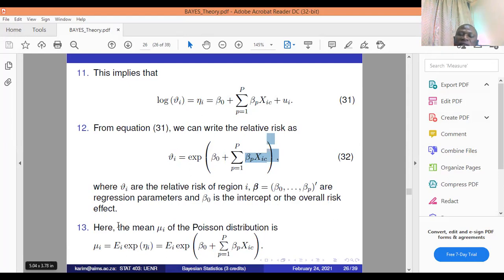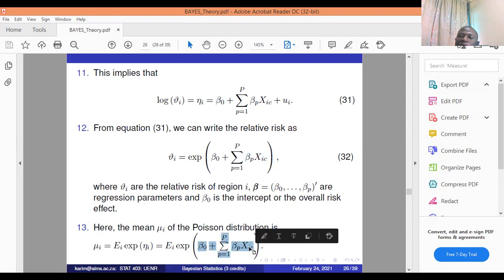Hence the mean of the Poisson distribution is going to be equal to the expected cases multiplied by the exponent of the eta. And that is the same thing as E, the expected cases, times the exponent of eta, which is what we have here.